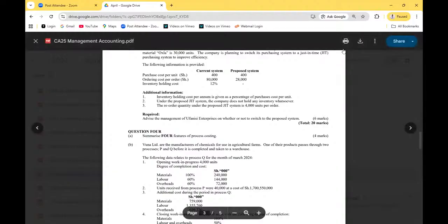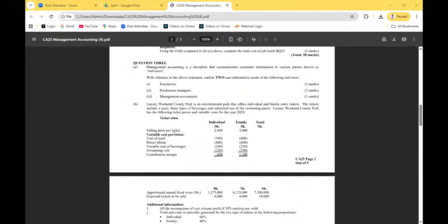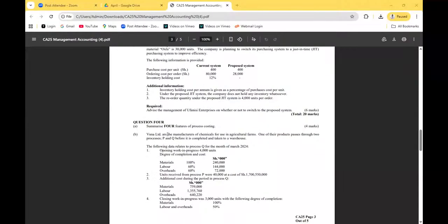And as we do that, I want to just show you something. That's why I told you the 100 pages document will be very, very important to all of us. That is question number 4.